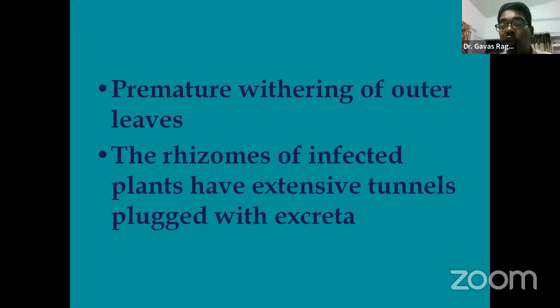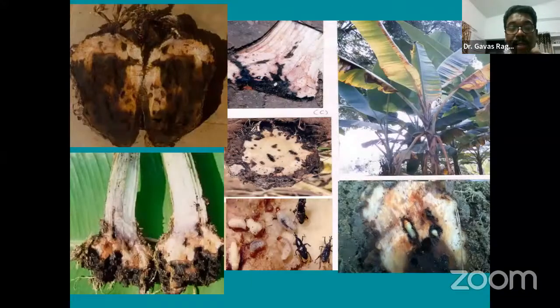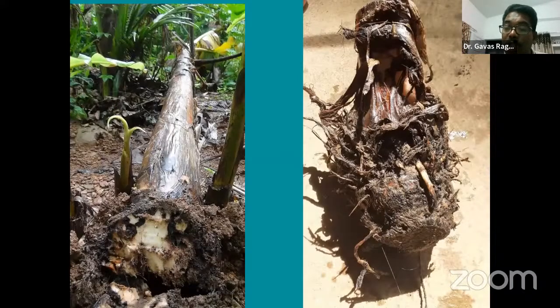In addition to that, we can also observe premature withering of the outer leaves. Then the rhizomes of the infested plants have extensive tunnels which are plugged with the copious excreta of the weevil. And these are the symptoms. You can see, even after providing excellent irrigation and nutrients, the plants look withered, yellowish in color, and there's a death of the pipe and everything. And if you open the rhizome, you can see extensive tunneling in the rhizome.